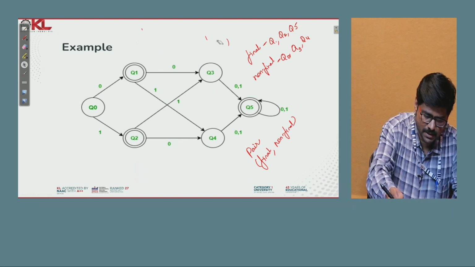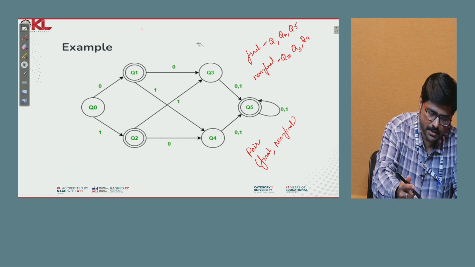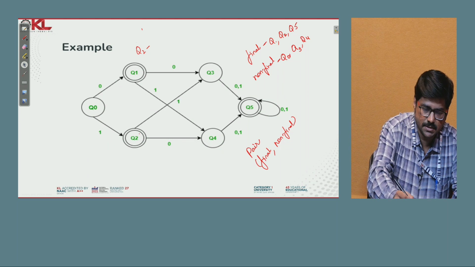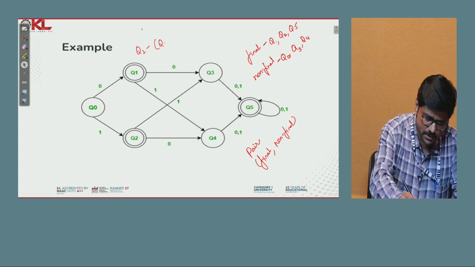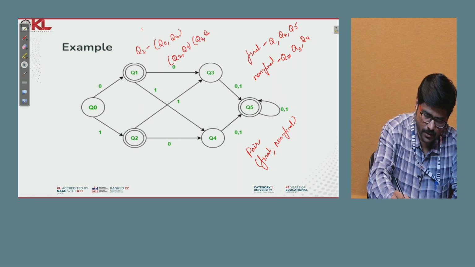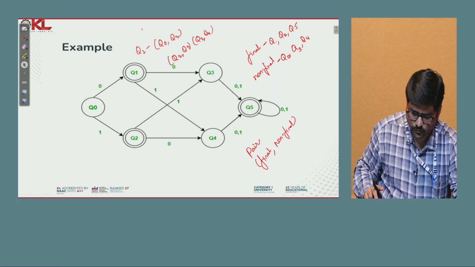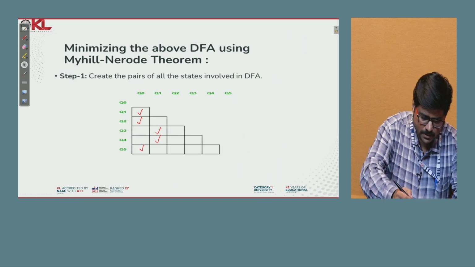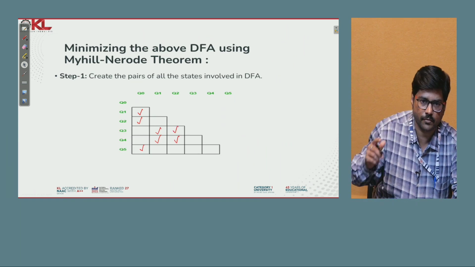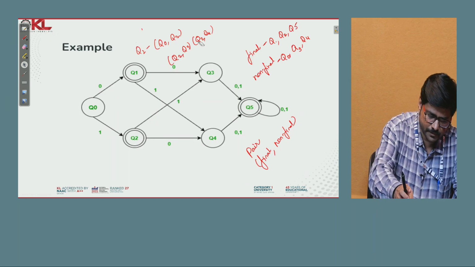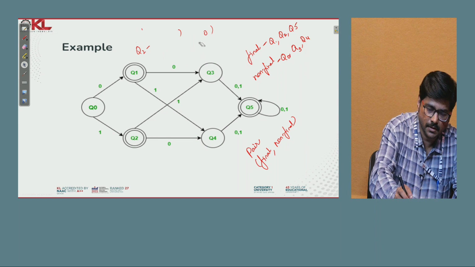The next state is Q2. Now we have to write the pairs for the Q2 state. The nature of Q2 is a final state, so Q2 can be paired up with non-final states: Q0, Q3, Q4. Q0 Q2 is already over. Now we have to mark Q2 Q3 and Q2 Q4. Let us go to the Q2 column and mark them. Next, the next state is Q3, and now we have to write the pairs for Q3.